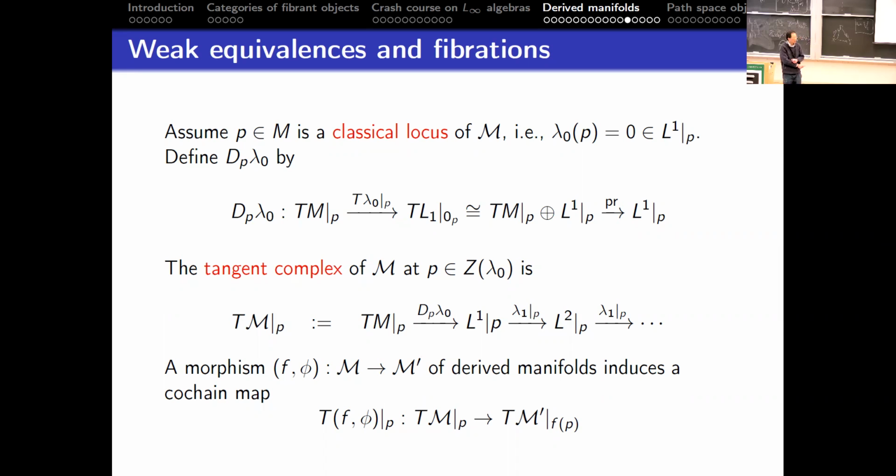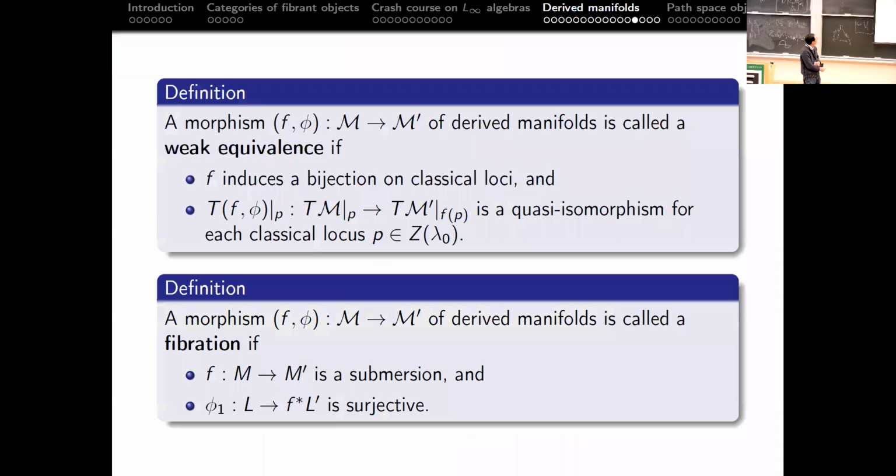So very simple. And L1, L2, and so on. L1 is just the restriction to each fiber, and then taking the tangent. So this is a tangent complex. So a morphism induces a cochain map. So what is the weak equivalence? Exactly, you just require this to be a quasi-isomorphism.